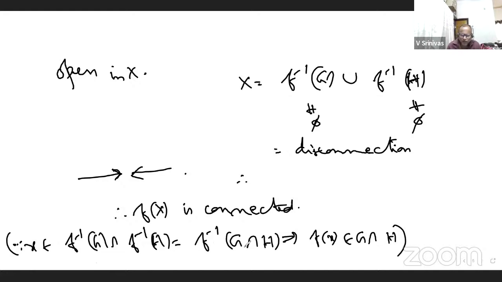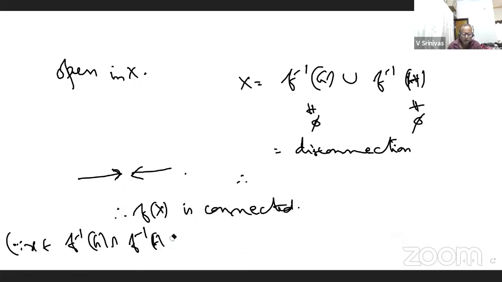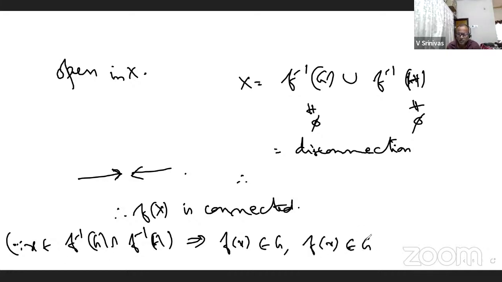Otherwise, even if you don't write like this, you can argue. Without writing this, you can argue. How? See. If you take an x in this, it implies that x belongs to f inverse of G. So f of x belongs to G. X belongs to this set also, which means f of x belongs to H. So f of x is a common element in G and H. So f of x is in the intersection of G and H.